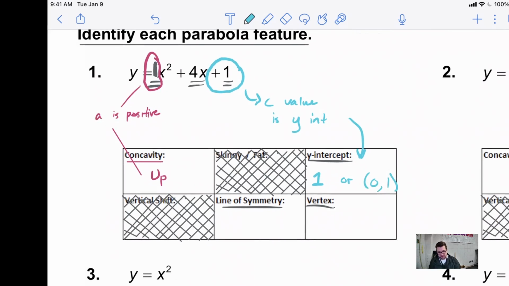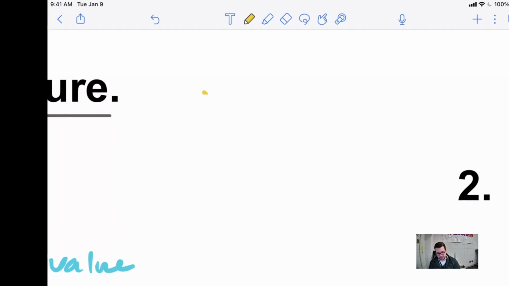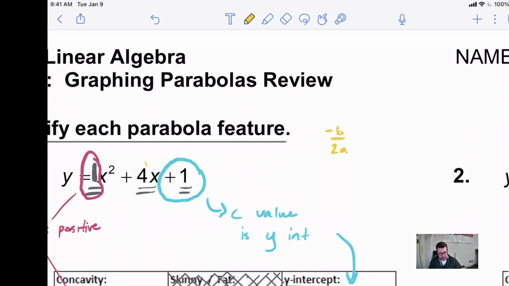Now, to find the line of symmetry and the vertex, those two pieces go hand in hand together. The easiest way to do these two pieces is to start with our formula, negative b over 2a. That's the formula that starts to unlock this whole thing. So let's use that formula up here. Negative b over 2a. In our problem, our b value is 4 and our a value is 1. So we're going to say negative 4 over 2 times 1. When we simplify this, we get negative 4 over 2, which is negative 2.